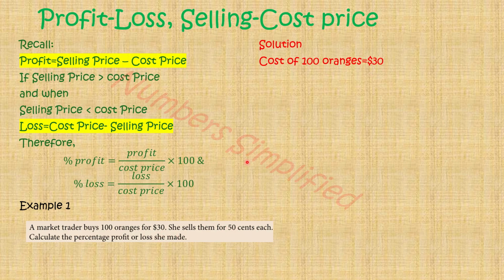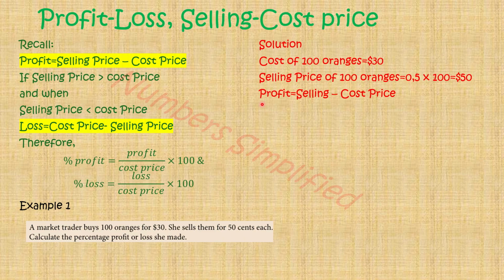And also the selling price of the same 100 oranges would be 50 cents times the 100 oranges, so that we get $50. Therefore, the profit is going to be the selling price minus the cost price. Substituting for this, we are going to have 50 minus 30, which would give us $20. Now that we have the profit itself, we need to find what that would contribute to the cost price and what percentage that would be.